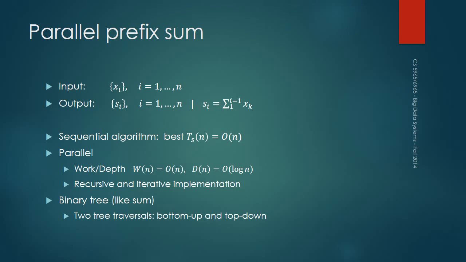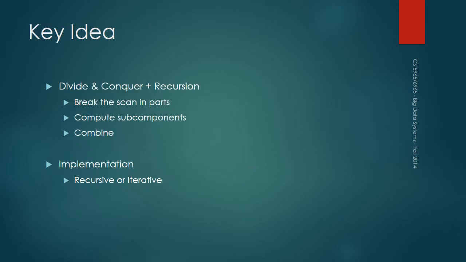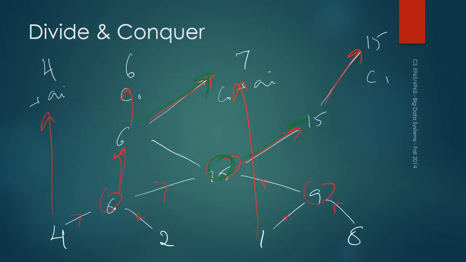So these are things that you should always know. And these are nice also because as you have your own significantly more complicated problems, you can break them down into these kinds of building blocks. So when you come across a problem, think: this is very similar to how you would do a scan or a prefix sum, so my strategy should be the same. It's a divide and conquer plus recursion algorithm. You break the scan into parts, compute subcomponents, and combine. I just mentioned the idea of what it is.